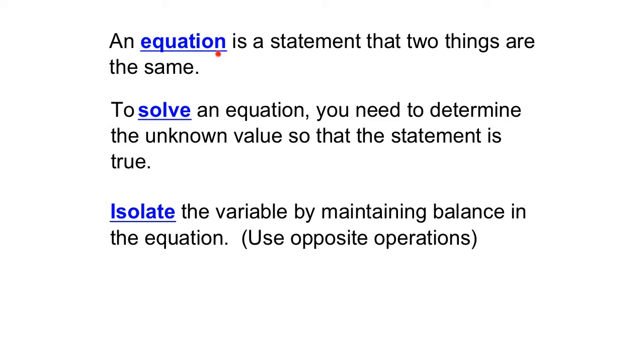An equation is a statement that two things are the same. This is slightly different than an expression. In an expression, you're not saying that it's equal to anything. For example, if I just said 3x, that's an expression. But 3x equals 6, now that's an equation. Because I'm saying this is equal to this. Two things are equal.